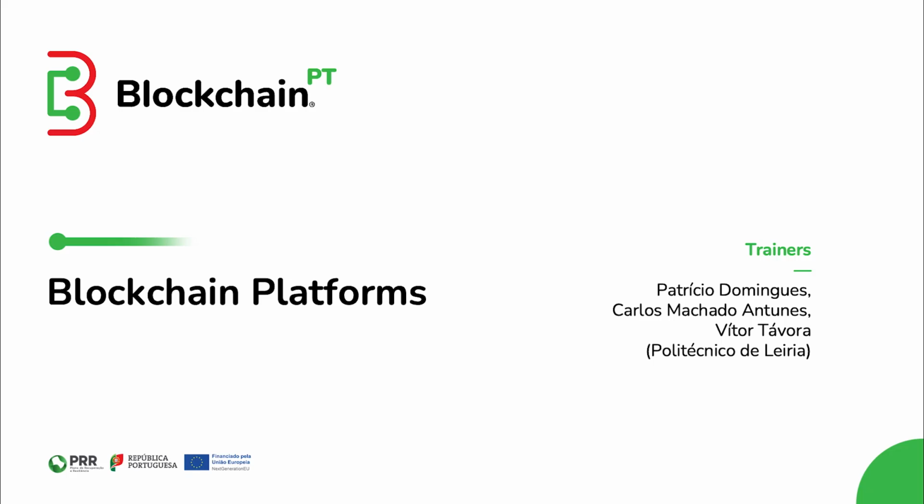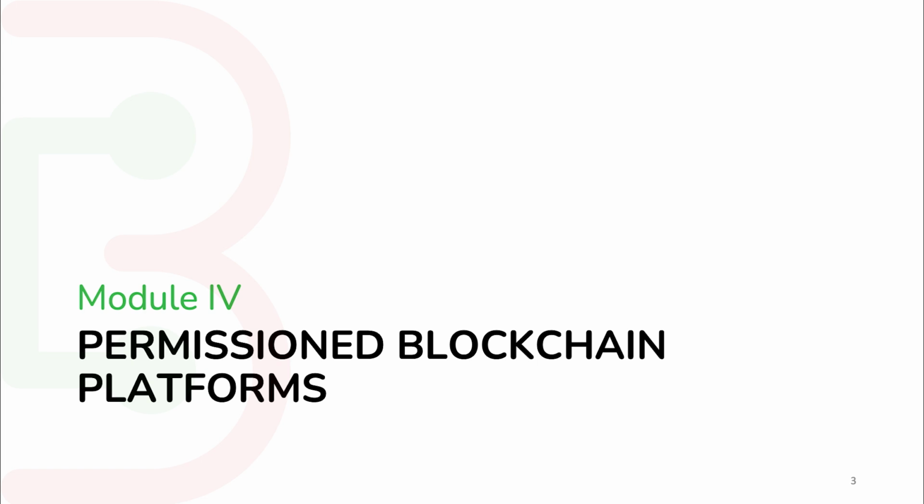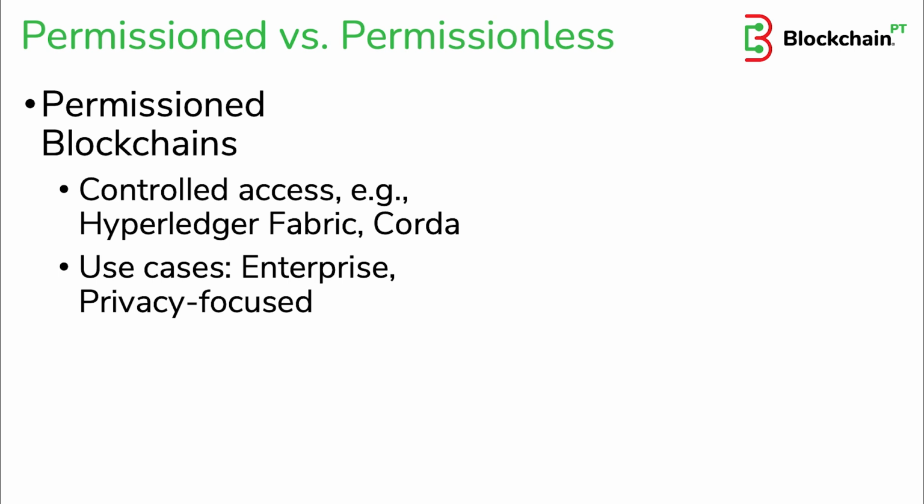Blockchain platforms. Module 4. Permissioned blockchain platforms. Permissioned versus permissionless. Permissioned blockchains. Access to permissioned blockchains is controlled and thus requires the proper authorizations. Examples of permissioned blockchains are Hyperledger Fabric, Corda.